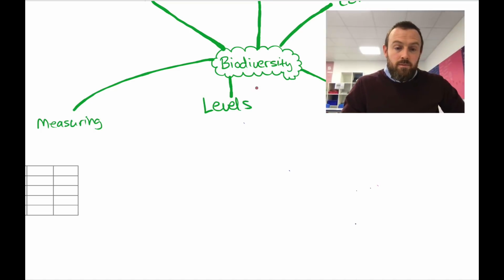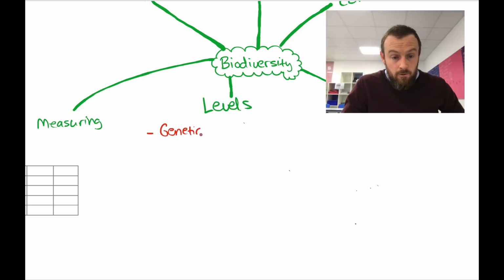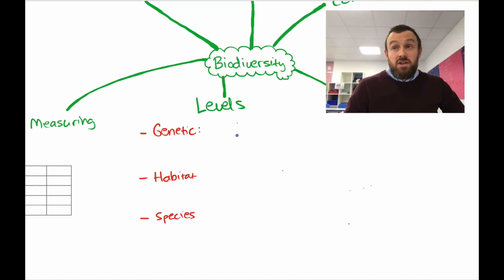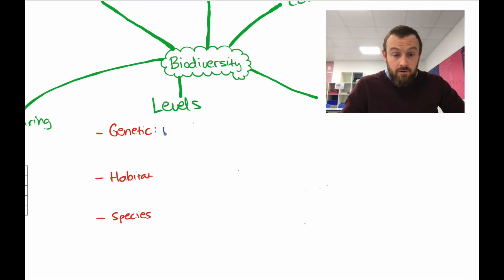So we can look at the levels of biodiversity in three separate ways. We can look at measures of genetic biodiversity. We can look at habitat biodiversity. And we can look at species level biodiversity, which is probably the most important one to consider. But first we'll look at genetic. So genetic biodiversity is really just looking at how much variation there is in alleles within a species. So we can define it as this.